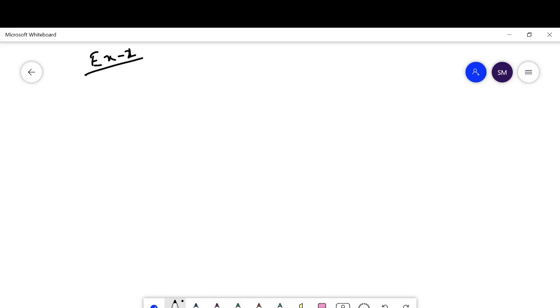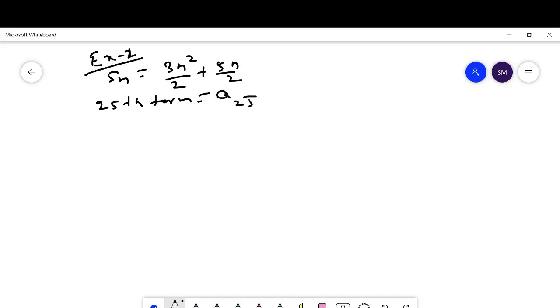If in an AP the sum of the first n terms is 3n square upon 2 plus 5n upon 2, then find the 25th term. Here Sn is given. At first, try to see what is given and what we have to find out. Sn is 3n square upon 2 plus 5n upon 2, and we have to find the 25th term, that is, a25.